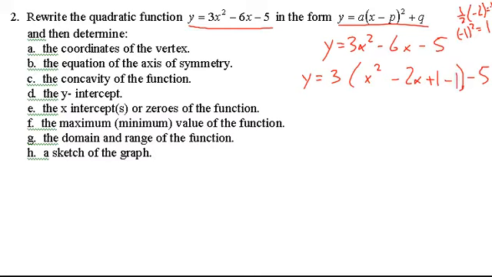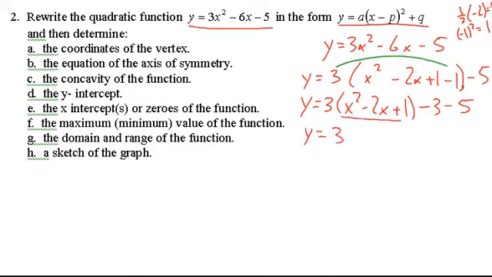Now, I want to make that into a perfect trinomial square, so I need to distribute this 3 into which term? That last one, that negative 1, right? So it's going to turn into y equals 3 bracket x squared minus 2x plus 1, and then minus 3 minus 5, right? So just getting that last term out of there. Now, this is factored down as what? X minus 1 all squared, and then minus 8. Awesome. So there you go. You've got this thing now in vertex graphing form.